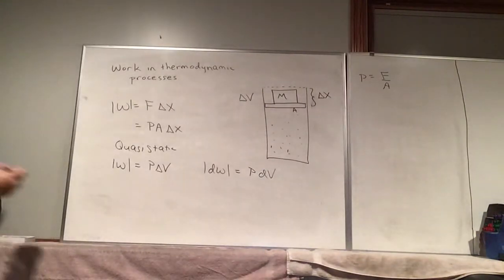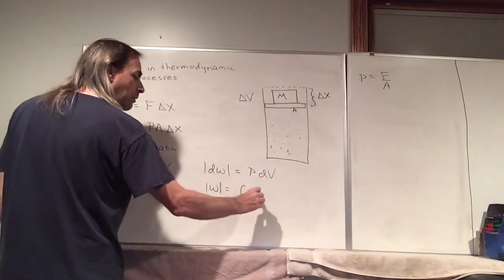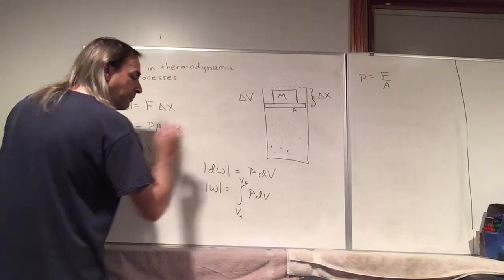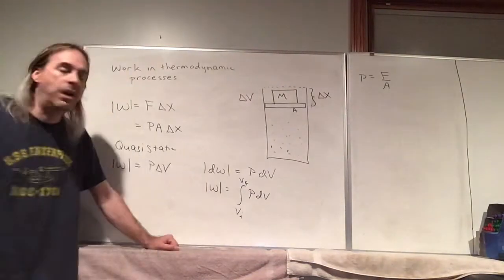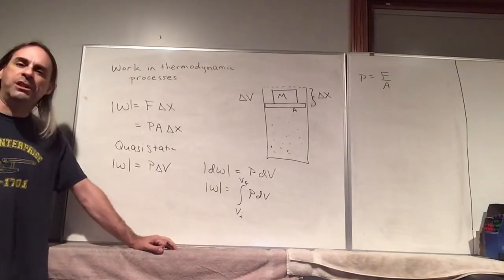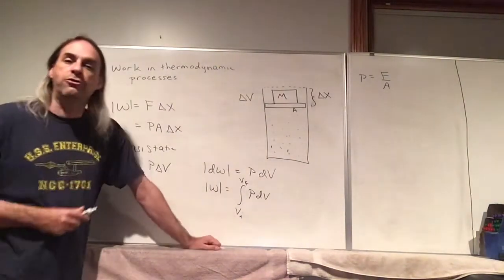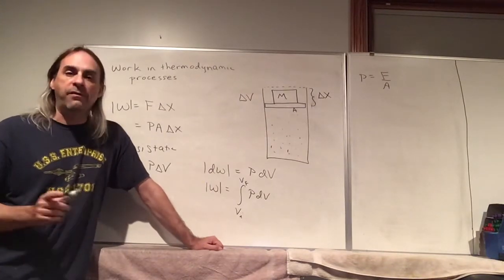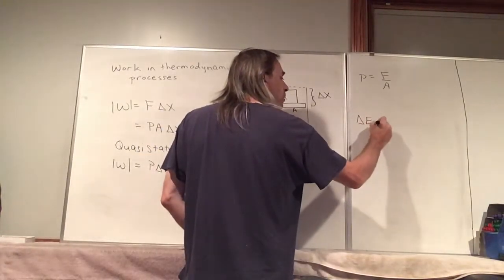And then to find the magnitude of the work, we integrate P dV from its initial volume to its final volume. So this gives us the magnitude of the work for any quasi-static process. Now, what about the plus or minus side? This really comes down to what convention we want to adopt. So I'm going to jump ahead a little bit. Later on, we're going to talk about the first law of thermodynamics. I'm going to write this down over here, and then I'll erase it because we don't really need it yet.